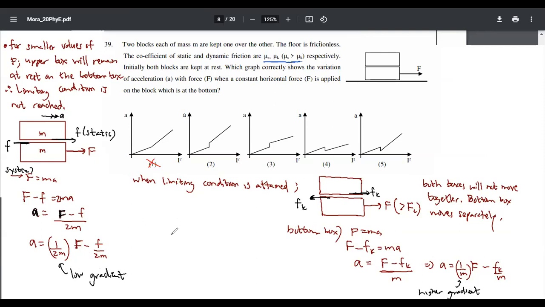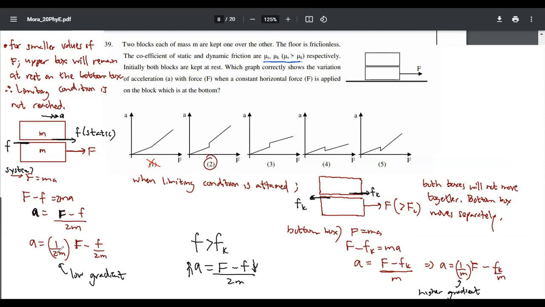Acceleration, will it increase or decrease? We know f is greater than Fk. Fk is smaller than f. Static friction is larger than kinetic friction. Therefore, acceleration will suddenly increase because we are subtracting a smaller value. If you subtract a smaller value, A will increase. My point is this: in A equals F minus f over 2m, when the friction decreases, A will increase. That's why this sudden increment will be there, and the gradient is larger afterwards. Therefore, the best answer is the second.